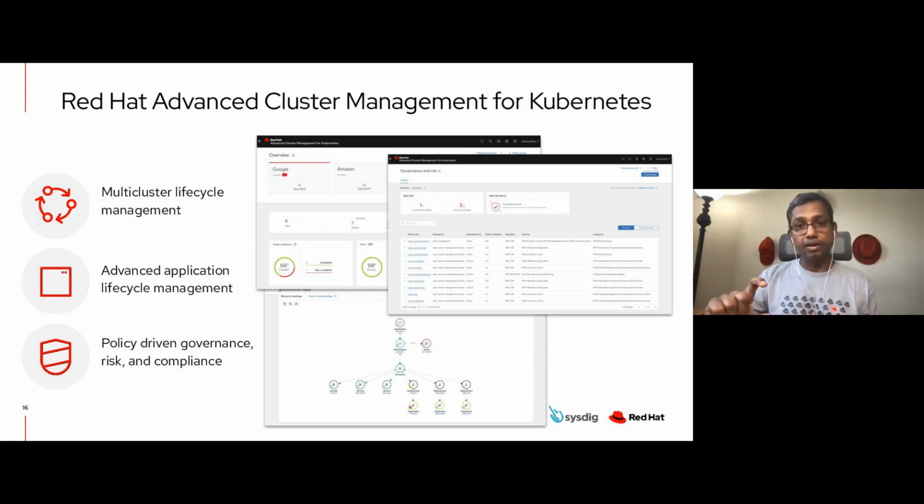If that particular container has a challenge, you can understand those, and you can create policies that drive governance and risks and compliance for those application workloads that are running in any of those clusters, be it on-prem or in the public cloud.